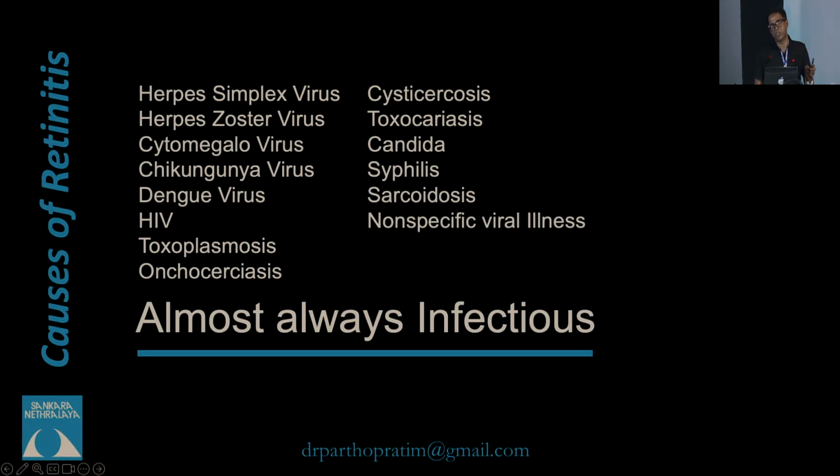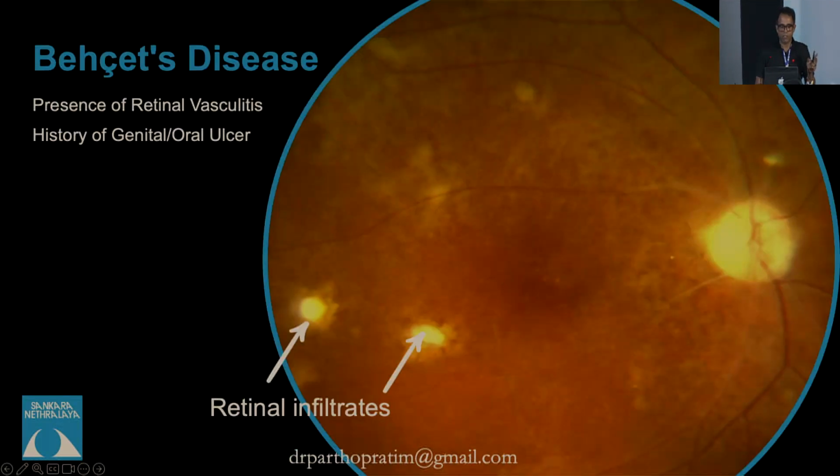So now, the second thing you have to remember when you are dealing with a case of retinitis is that it is almost always infectious. Only two conditions you will remember where retinitis can be there and it is not infectious. Number one is Behçet disease, where you can see this kind of retinal infiltrates. So in Behçet disease, what history do you have to take? You have to take the history of genital ulcer and oral ulcer if you see this kind of infiltrates.